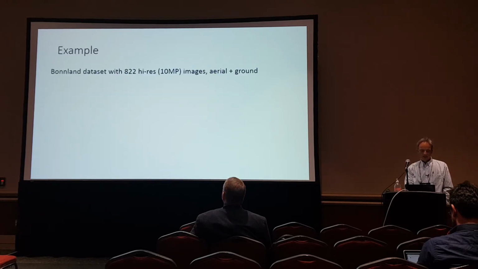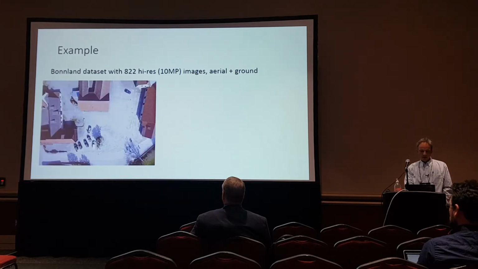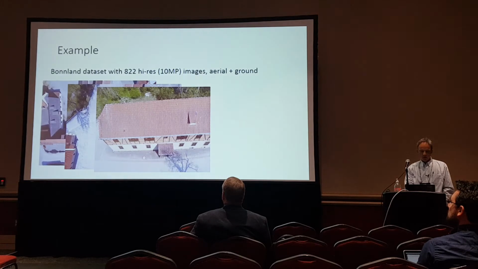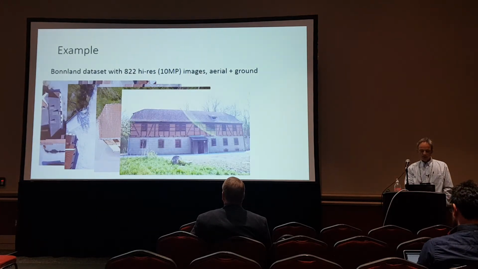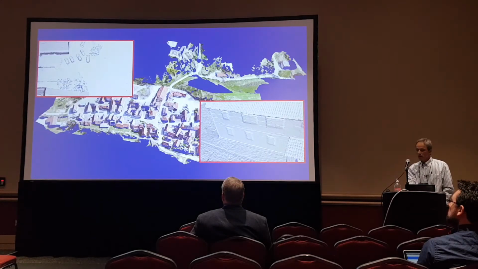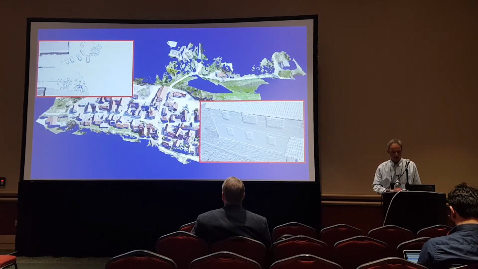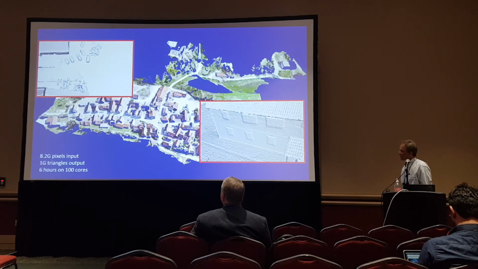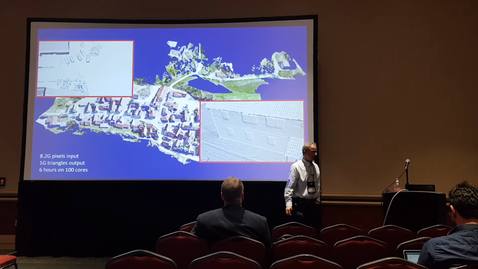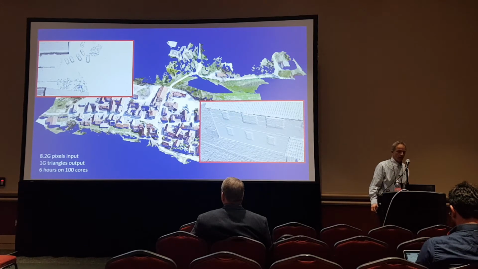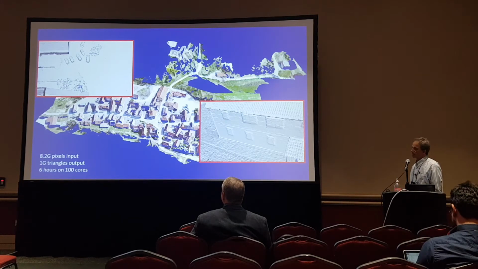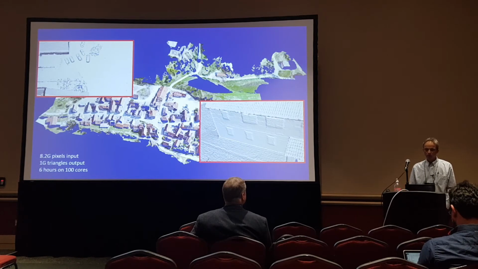So here's an example. This is all data from the Universität der Bundeswehr. Here are 4 of 822 input images, 10 megapixel images, some taken from drones and some from the ground. And here is the model that comes out at the other end in a reasonable amount of time. We have 8.2 gigapixels input, about 1 billion triangles in the final mesh, and the whole thing takes about 6 hours on 100 cores. So it's really optimized for parallelizability.